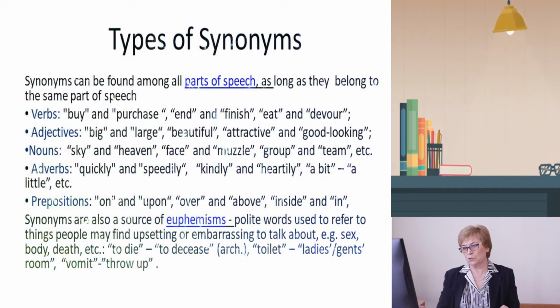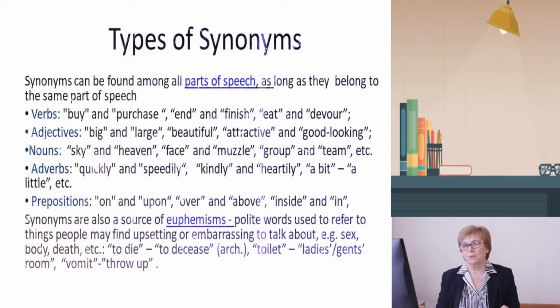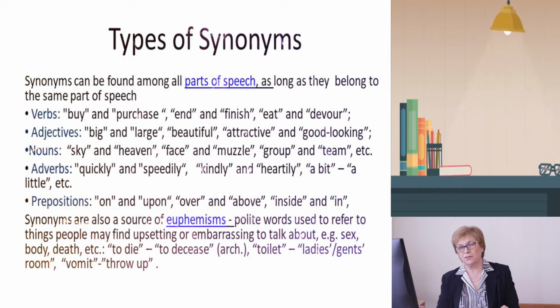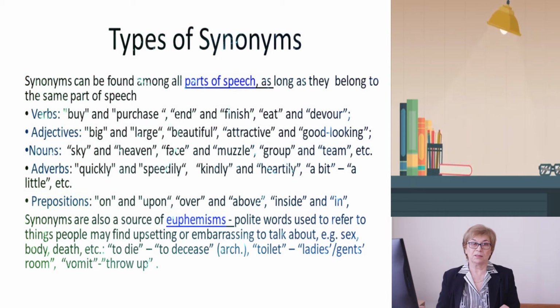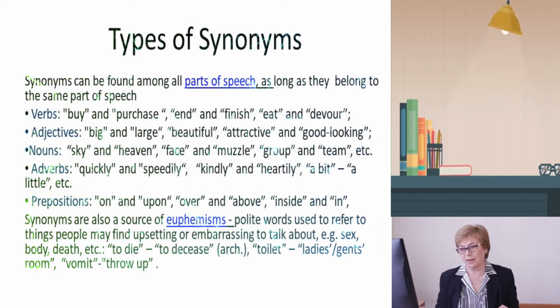Probably you know this word. So synonyms are really the source of euphemisms. Euphemisms are polite words used to refer to things people may find upsetting or embarrassing to talk about in public. So about sex, body, death, etc. So to die is a neutral word. It's a normal, literary word, but the archaic synonym of it is to decease. So it's a more polite way of saying.